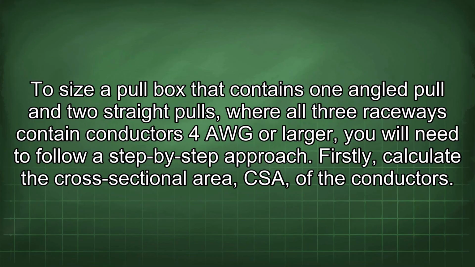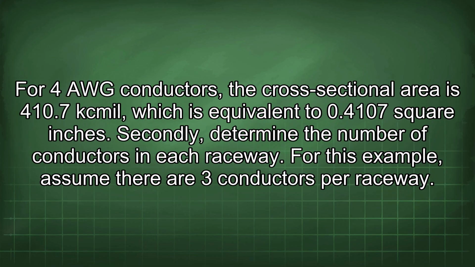To size a pull box that contains one angled pull and two straight pulls, where all three raceways contain conductors 4 AWG or larger, you will need to follow a step-by-step approach. Firstly, calculate the cross-sectional area (CSA) of the conductors. For 4 AWG conductors, the cross-sectional area is 410.7 kcmil, which is equivalent to 0.4107 square inches.